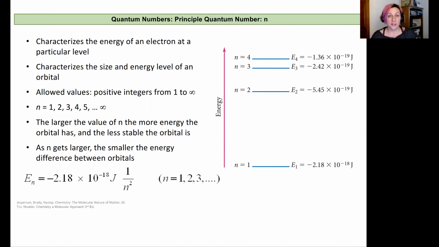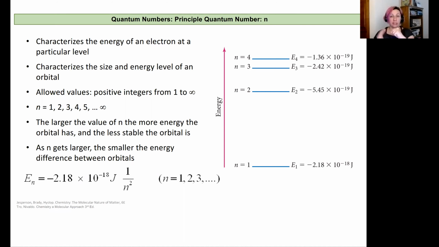Let's talk through quantum numbers. We're going to start with n, the principal quantum number, and it really characterizes the energy of an electron at any given particular level that it's at. Remember, these are going to be levels that are quantized as distance away from the nucleus.